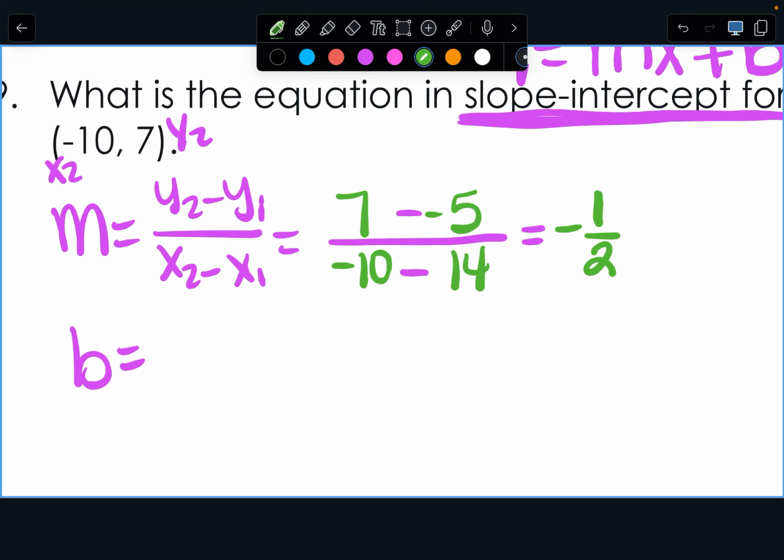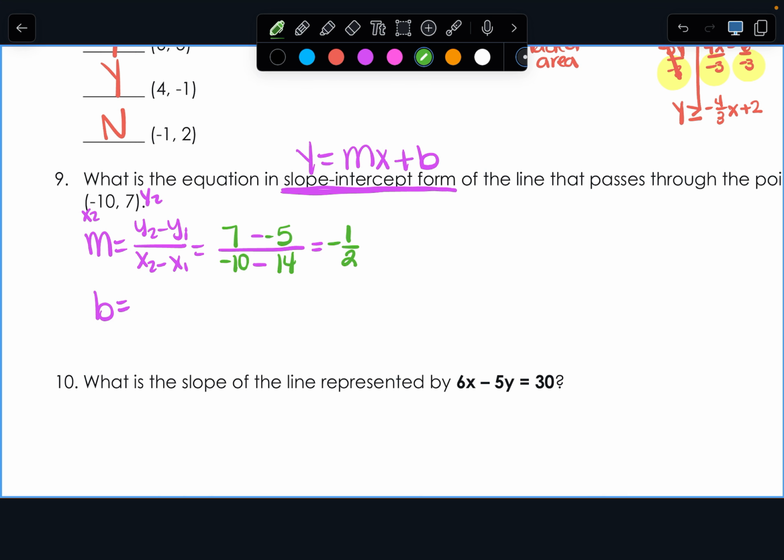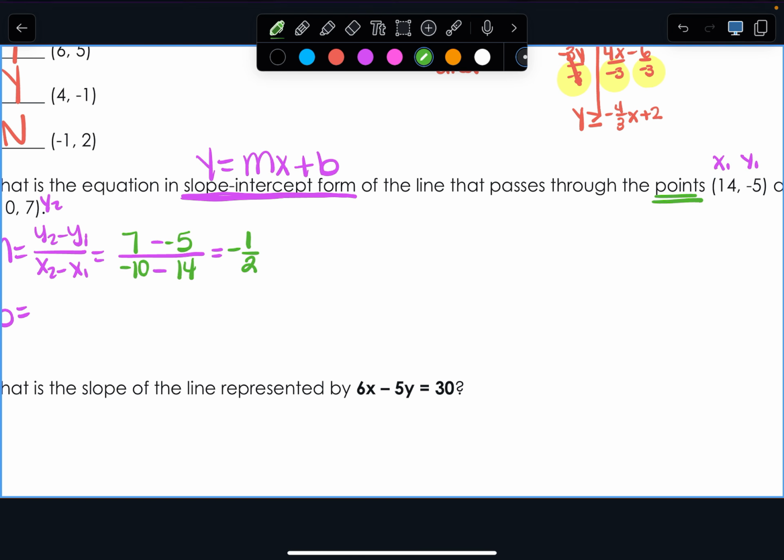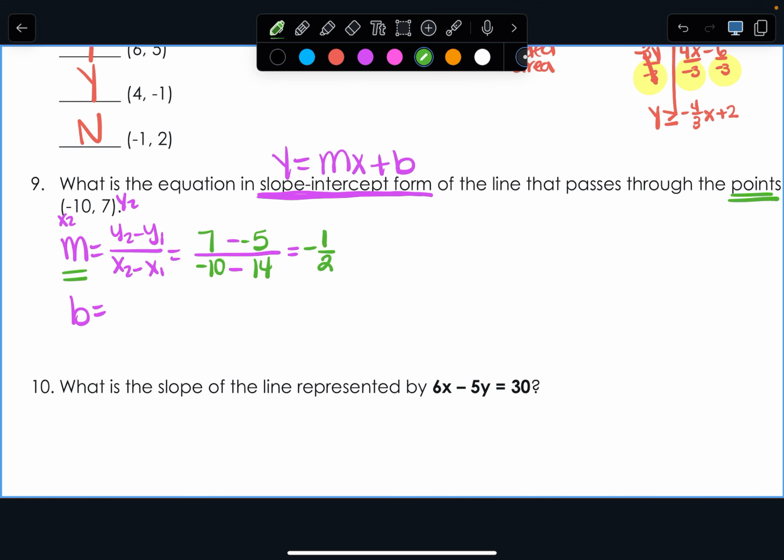How can I find my y-intercept? You plot the point and then you. There's no graph. Standard form does not give you the slope or the y-intercept. So you have points and you have a slope, right? What do you use? Point slope form. You use point slope form.